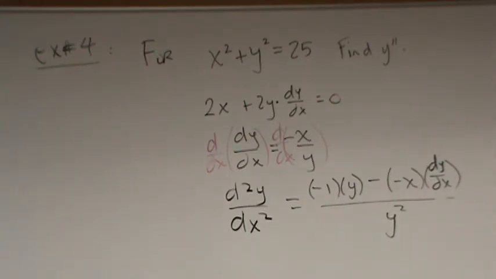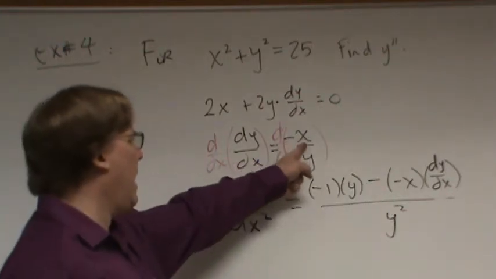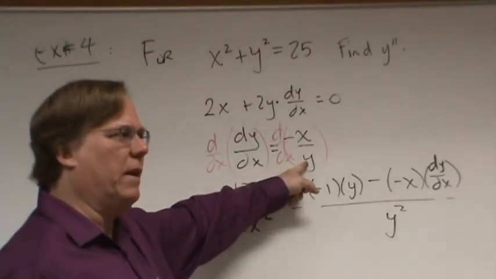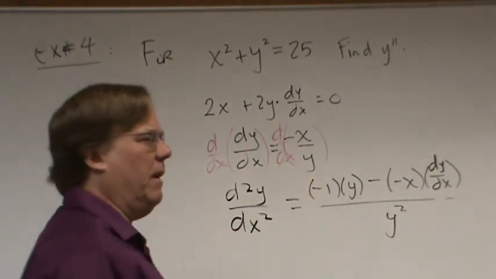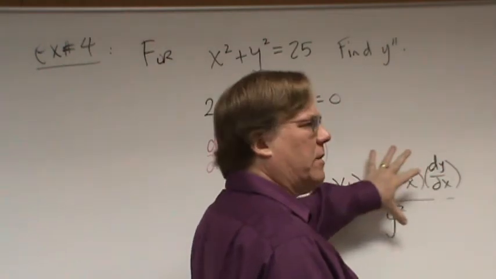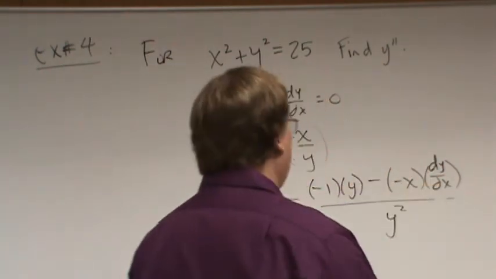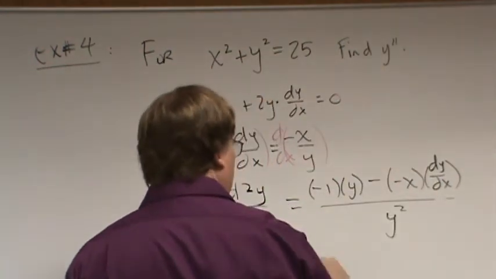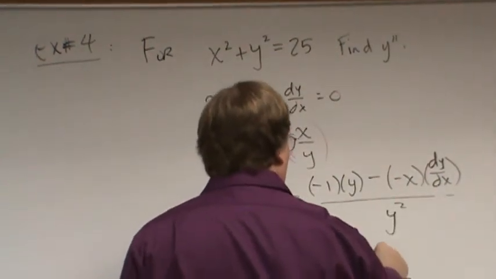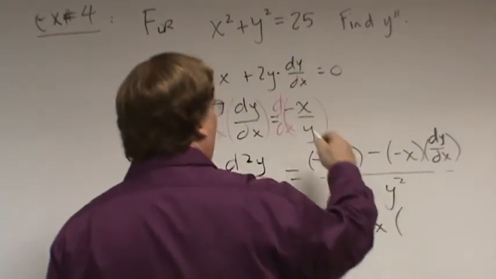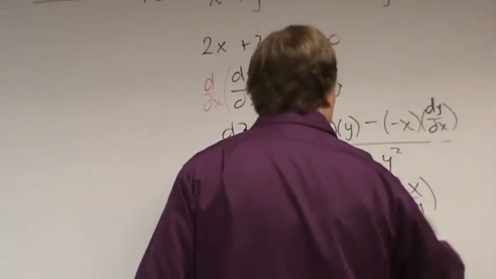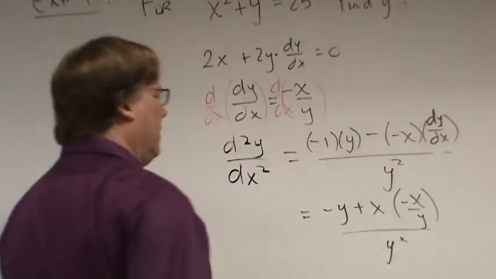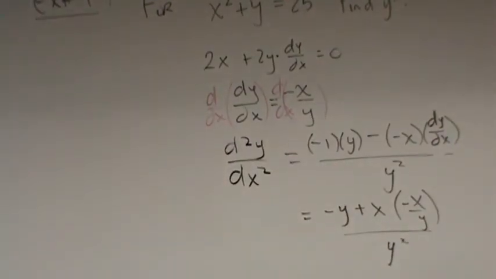Yes, Abigail. Plug in the first derivative. You mean plug in this guy for dy dx? Yeah, absolutely. And that's the only thing I'm teaching you here. When you take the second derivative and you sprout a dy dx, you're going to want to substitute your value for dy dx into the equation. So I got negative y plus x times dy dx, which is negative x over y squared. You see that? Now it's good.